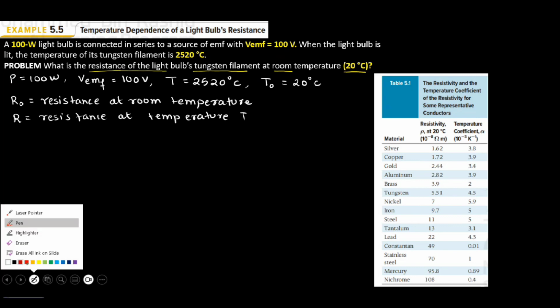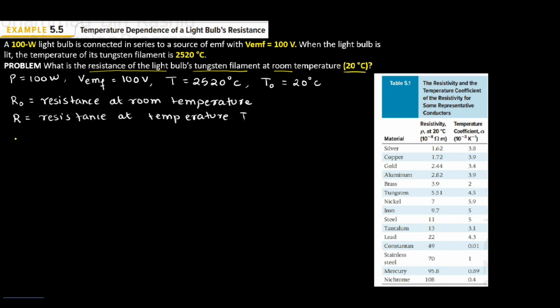We can find that resistance by using the relationship between power, resistance, and VEMF. We know that power is equal to V square over R. So I can rearrange this term to find R. I can write R as V square over P. Just cross multiply the terms. When we substitute the value, V is 100 squared divided by P, which is 100. We get the resistance as 100 ohm. So this is the value of my R. I will call this equation 1.